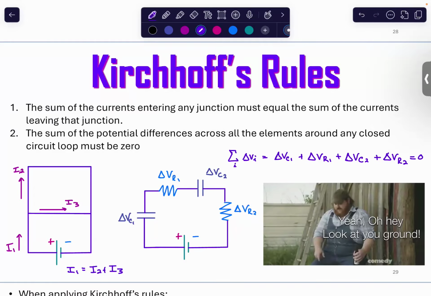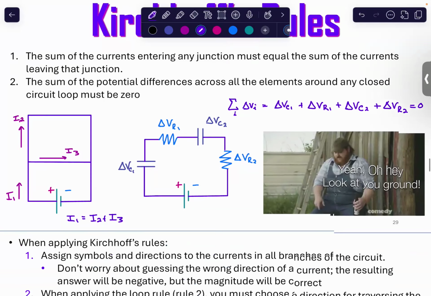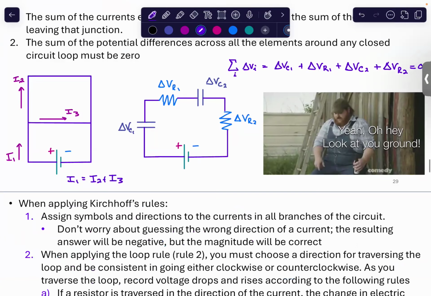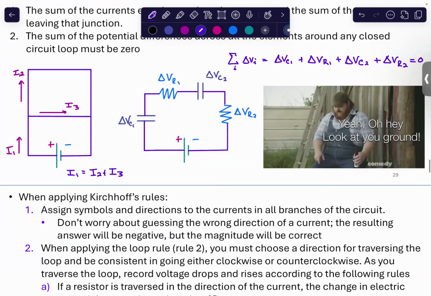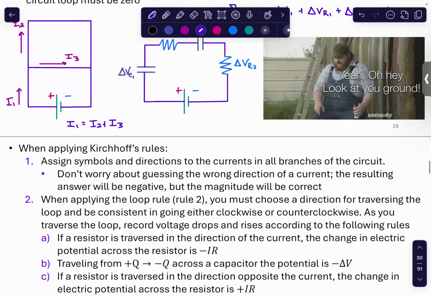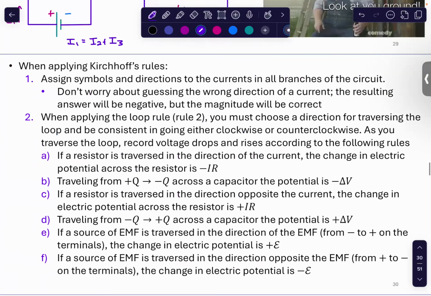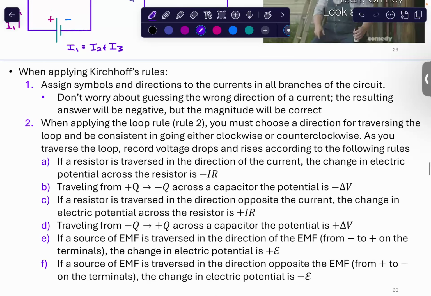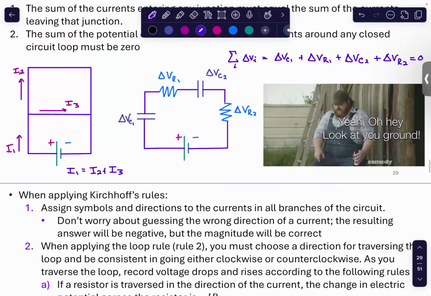So then you're going to need some sign conventions. The first thing you're going to have to do is pick a direction to travel around your circuit. It doesn't matter which way you choose. It's just going to change the sign on your delta V's. So it's like you could say around this one, I'm going to travel that way. So in the direction of the current.